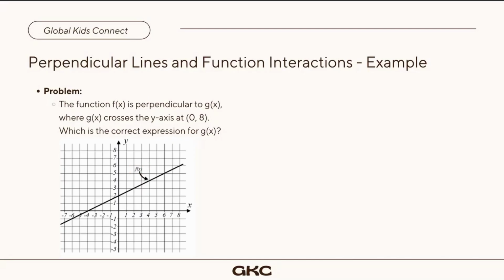The first piece of information is that f of x is perpendicular to g of x. We learned that if the product of two slopes is equal to -1, then those two slopes are perpendicular to each other, and so we will be able to utilize that. The second piece of information is that g of x crosses the y-axis at (0, 8). Using these two pieces of information, we can find the equation for g of x. Using the first piece of information, the two slopes being perpendicular, we can find the slope of g of x. But first, in order to do that, we have to find the slope of the function f of x. And so we'll try to find that.